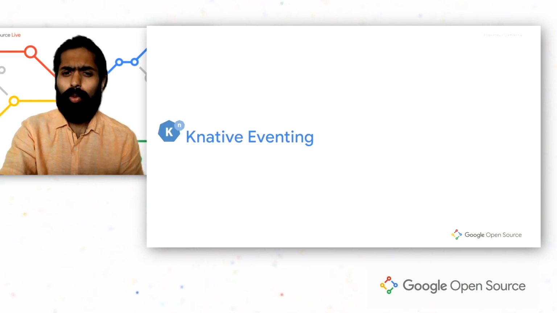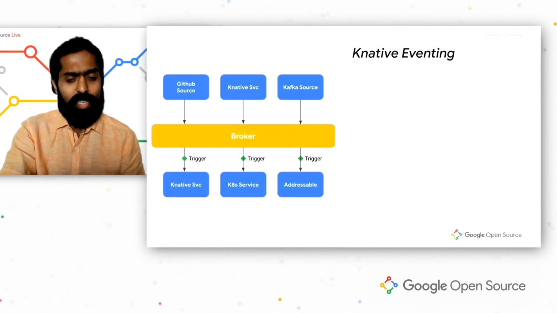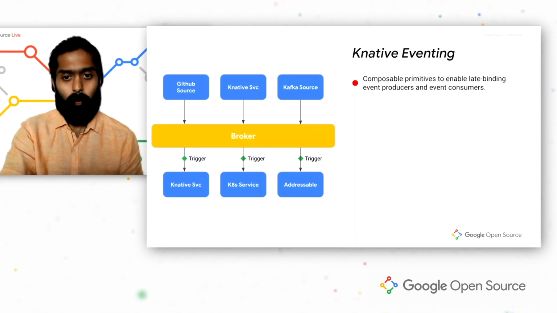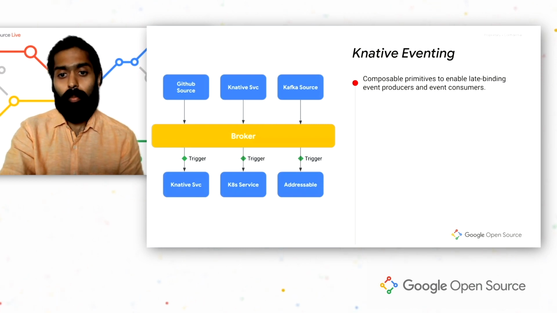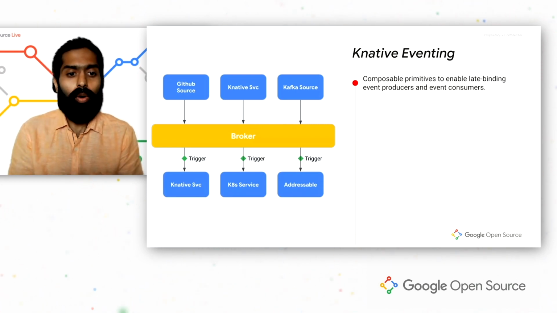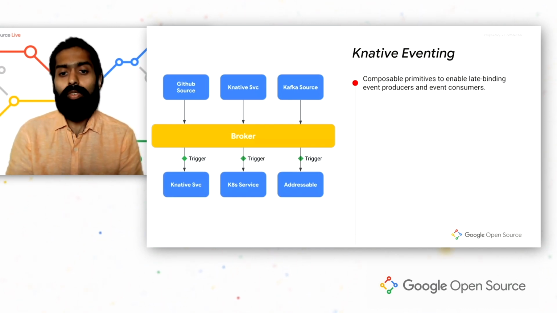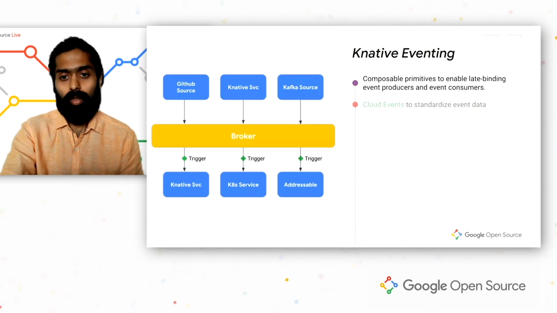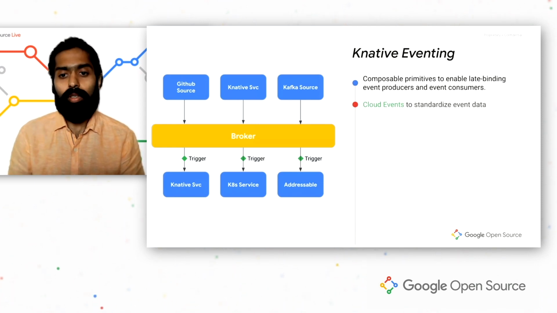Now, where does Knative Eventing fit into this architectural style? Knative Eventing is an intermediary. It is a set of composable primitives to enable late binding of producers and consumers. But for an intermediary to work for every kind of application, we need to standardize on something. And that's where we have standardized on the event envelope. Knative uses Cloud Events as the event envelope. Cloud Events is a vendor-neutral specification for defining the format of the event. It is a CNCF project.